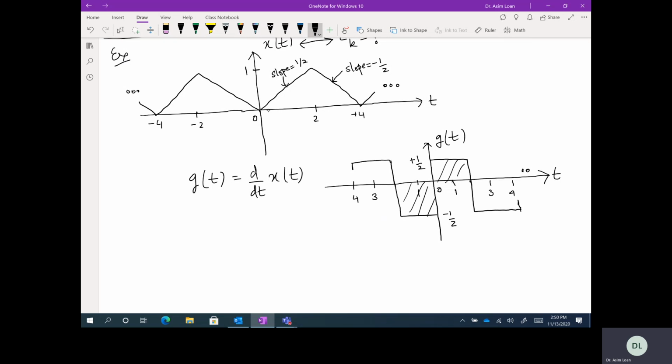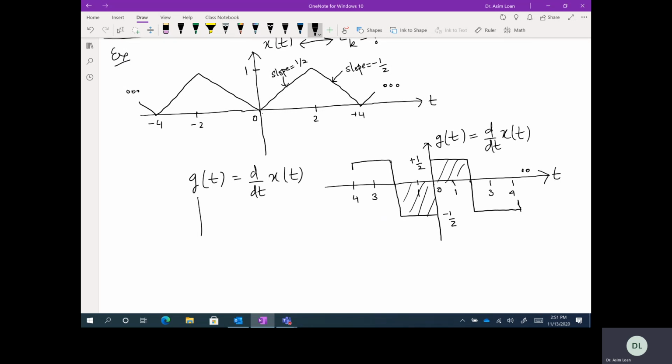Why? From 0 to 2, the slope is half. From 2 to 4, the slope is minus half. So actually g of t is d by dt of x of t.